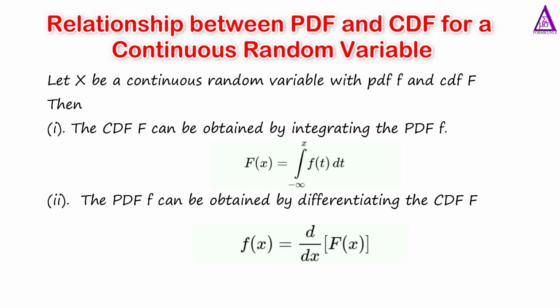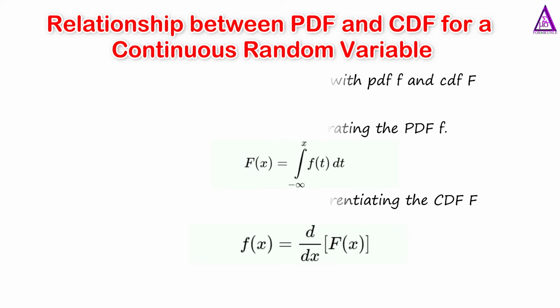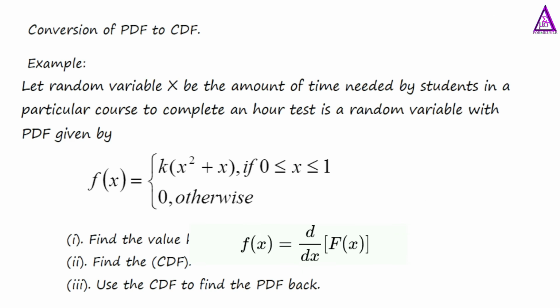Relationship between PDF and CDF for a continuous random variable. Let X be a continuous random variable with PDF f and CDF F. Then, number one relationship, the CDF, capital letter F, can be obtained by integrating the PDF, small letter f. Number two relationship, the PDF can be obtained by differentiating the CDF, capital letter F. Conversion of PDF to CDF and vice versa.